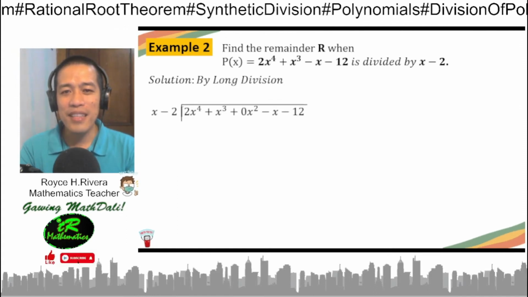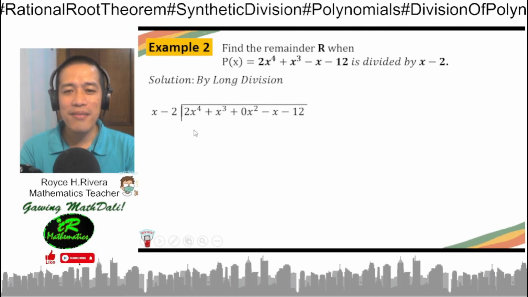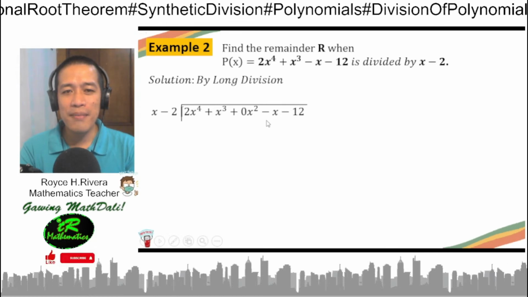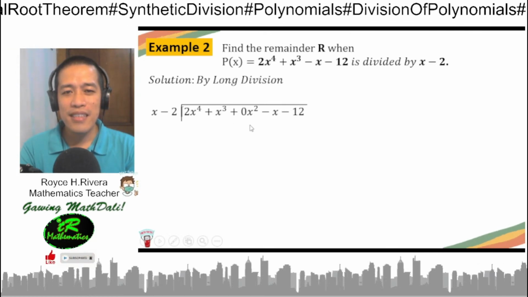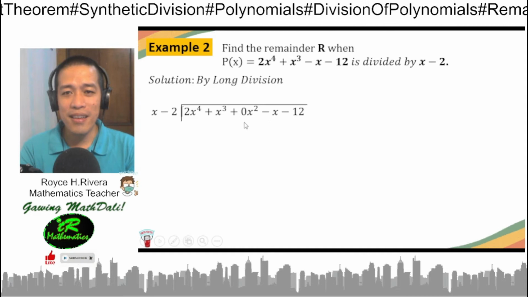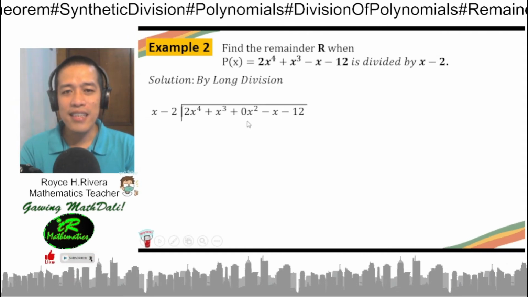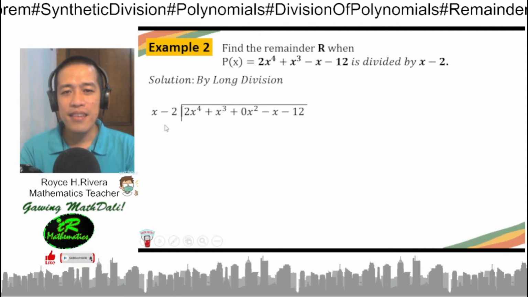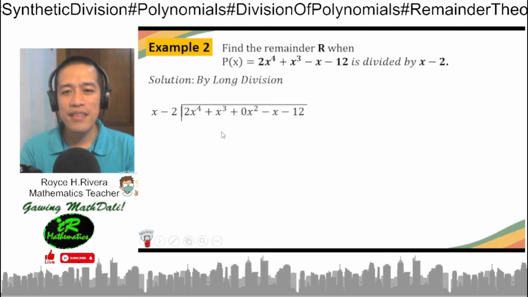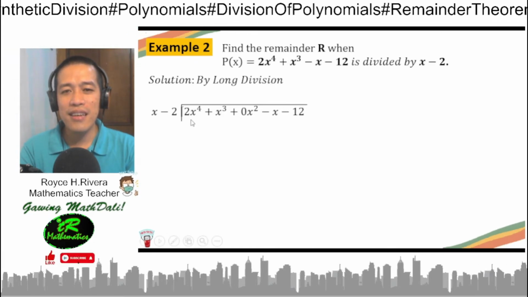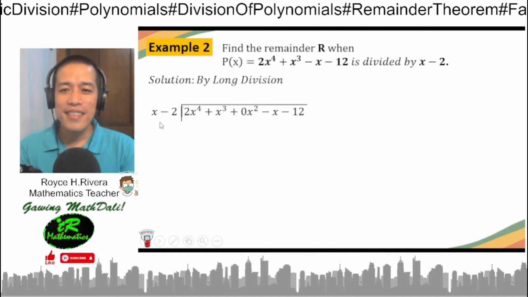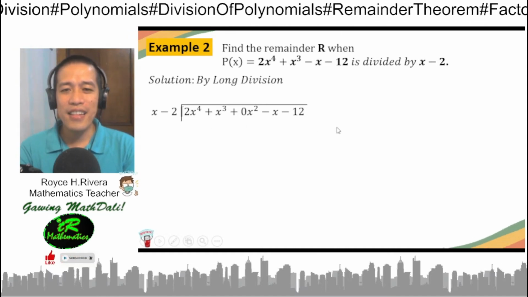So we now write our dividend and divisor. Our dividend is 2x raised to 4 plus x raised to 3 plus 0x squared minus x minus 12. Again, we replace the missing term of the polynomial by 0, and that is 0x squared. We have our divisor, x minus 2. The degree of the dividend is the fourth degree, and the degree of the divisor is the first degree. Now we can divide. Let us start.